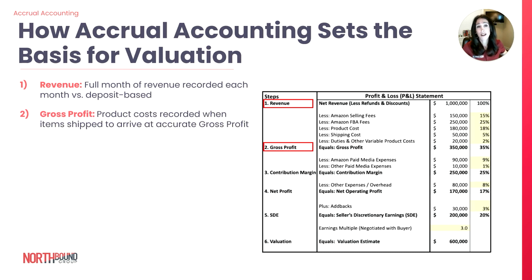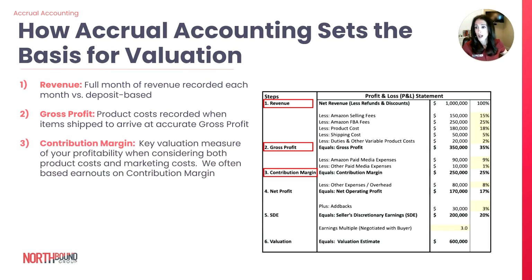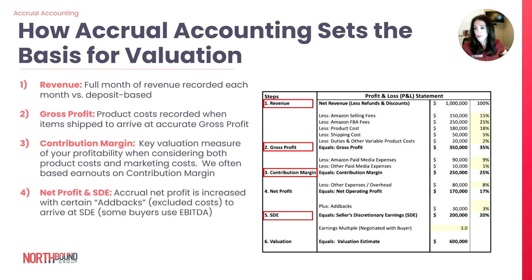Also, to arrive at an accurate gross profit, you also have to make sure your product costs are also booked when these items are shipped from Amazon. The contribution margin is going to be a key measure of your profitability, when considering both your product cost and your paid media or marketing spend. And we often see earnouts based on contribution margin. So it's a metric that should be properly monitored.